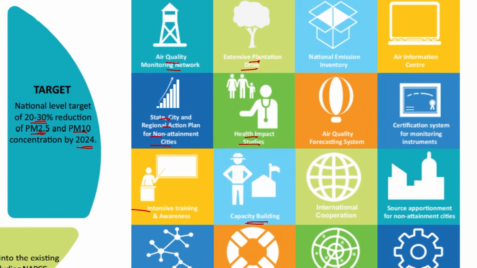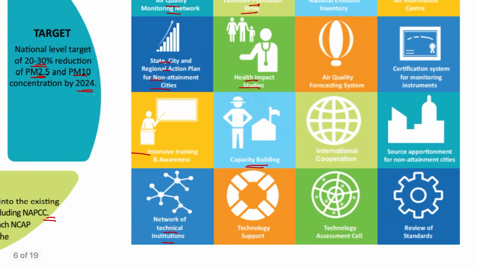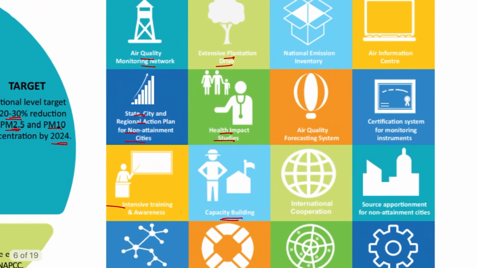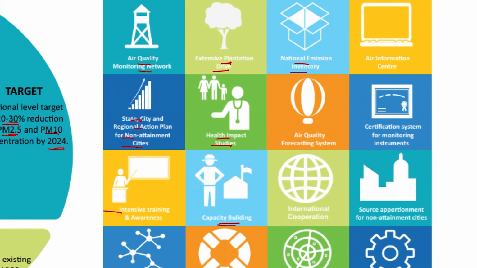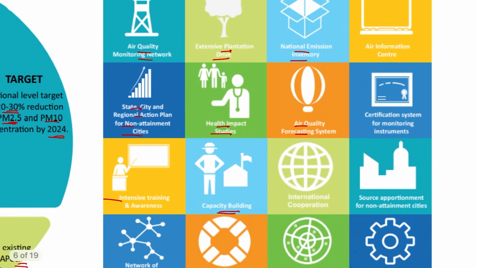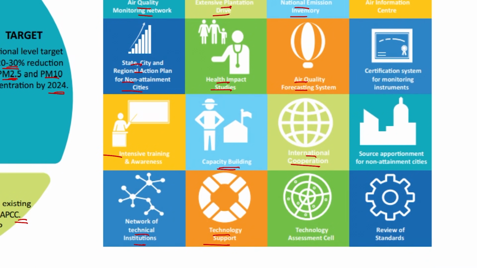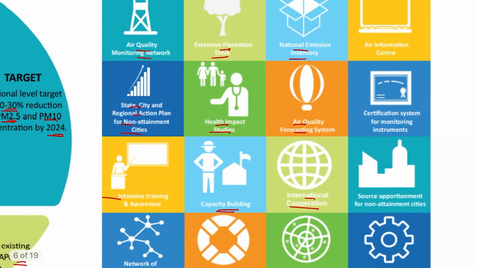Then capacity building of government and non-governmental institutions. Then technological support, might be buoys, sensors, then assessors, monitorers, etc. will be taken up and they will be procured and they will be implemented. Then national emission inventory. So a database will be maintained based on the national emissions per year. Then air quality forecasting system. So we will predict the air quality of the future. And then international cooperation by various international organizations, maybe UNEP, IPCC and others. Then technology assessment cell, and then air information center. Once again, to inform the public, the air information center will be set up.